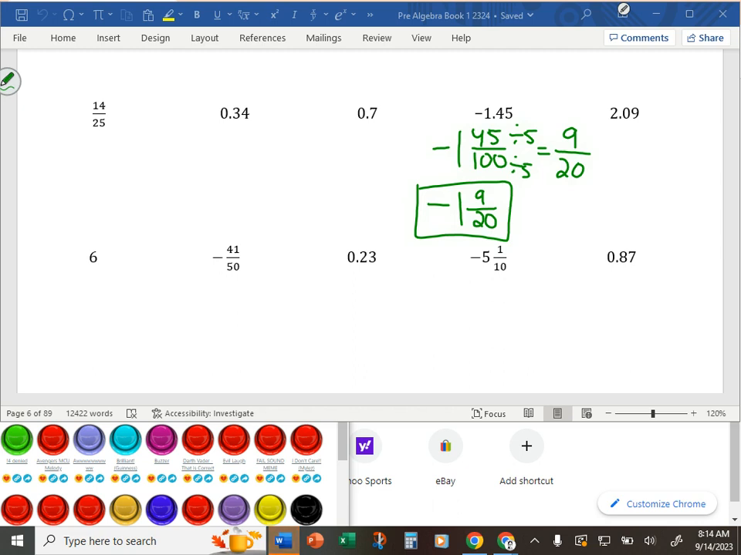Matthew. Should we do the negative 10 one? Sure. Other questions on this one before we do that one? James? Do you have to simplify every answer? Fractions should always be in simplest form.